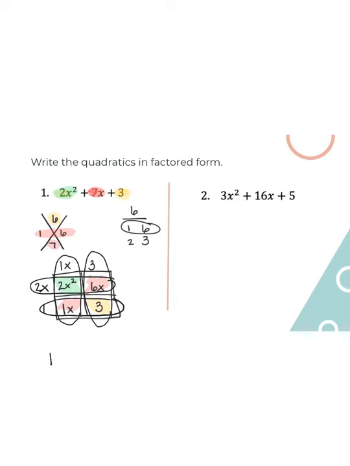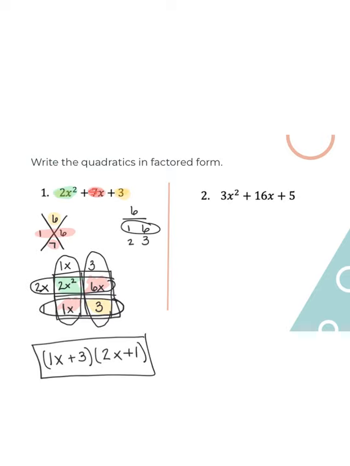So my top says 1x, and because that's not a -3, I'm going to say +3 and put that in parentheses. And then what's going down the side is going to be my other one. So 2x plus 1. And that's going to be your final answer.